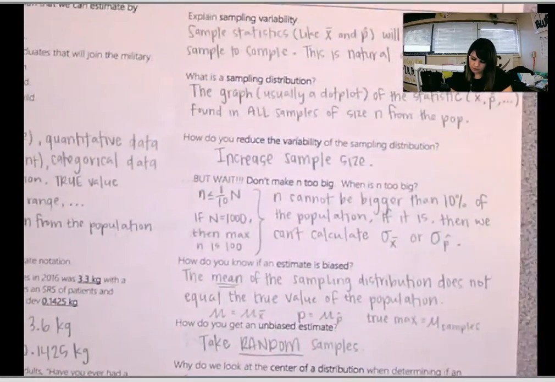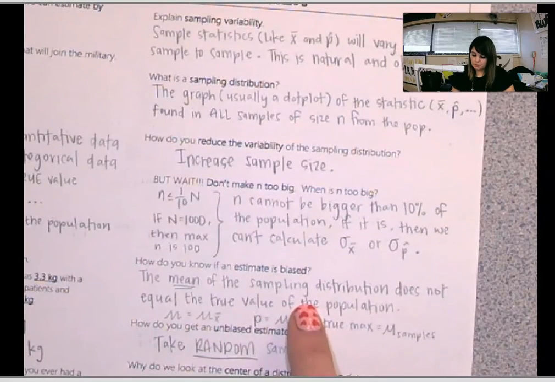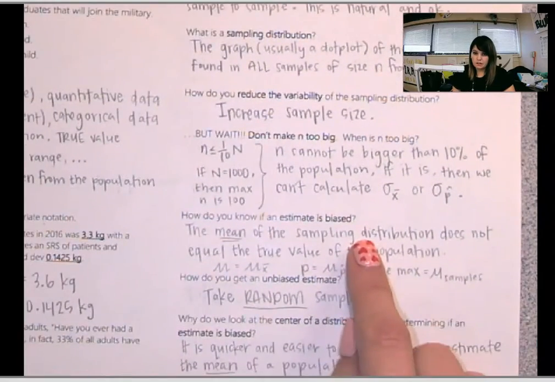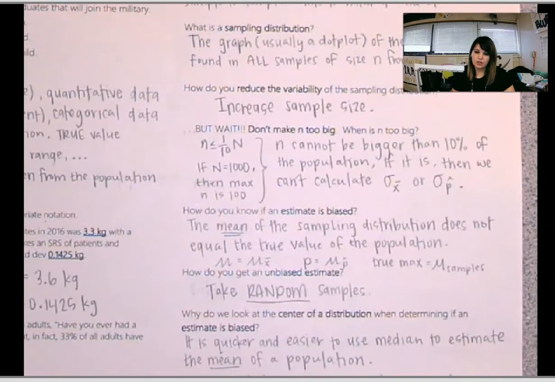How do you know if an estimate is biased? The mean of the sampling distribution does not equal the true value of the population. How do you get an unbiased estimate? The only way to do that is to take a random sample.